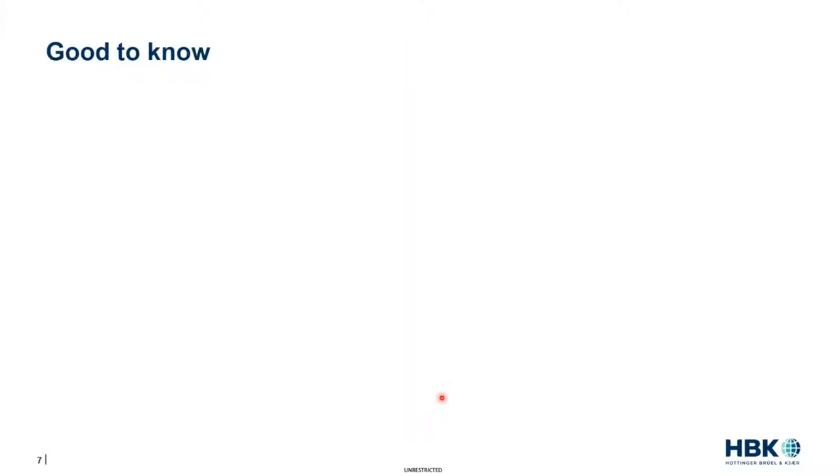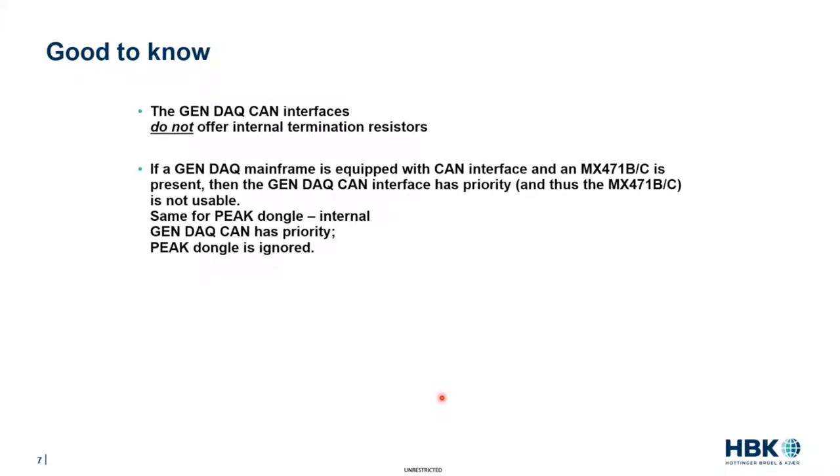Here are a few things which are good to know. The Chendak CAN interface does not offer any internal termination resistors. I mention this because I'm often asked for that, and unfortunately, there is none. For all those who are using an MX471, they cannot use it as before if a CAN interface is integrated. The reason is we want to go from Perception recording to mainframe recording. So the MX471 was only talking to Perception, and now we moved over to talking to the mainframe, and therefore we needed an internal CAN, which we now have.